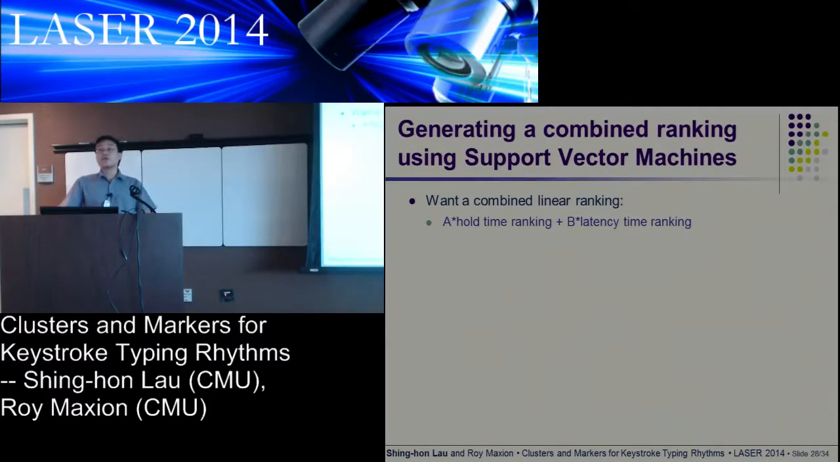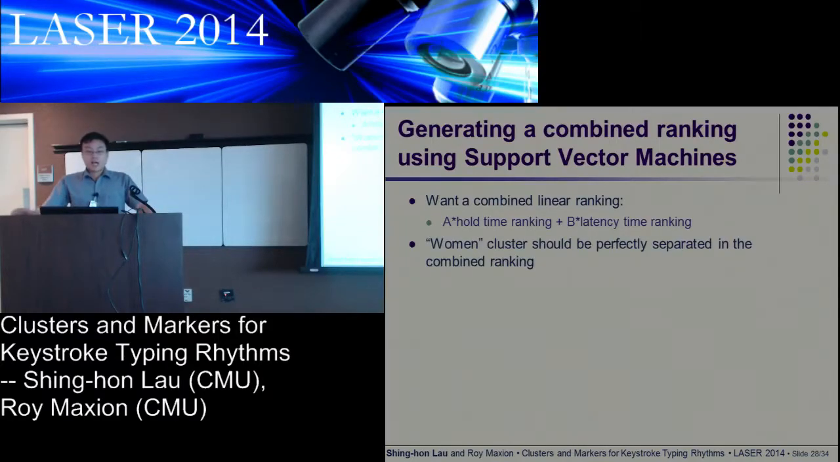To do so, I'm going to employ a support vector machine. I'm going to do that because I'm going to insist that my combined ranking be linear, just because that will make it easy to interpret, and I'll understand what's going on. So my combined ranking is going to be some coefficient A times the hold time ranking, added to some coefficient B times the latency time ranking. I would like the woman cluster to be perfectly separated in this combined ranking.